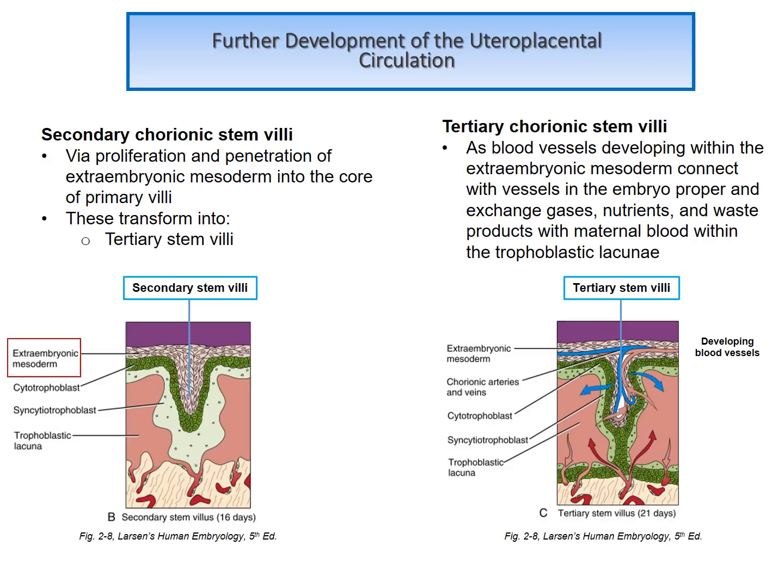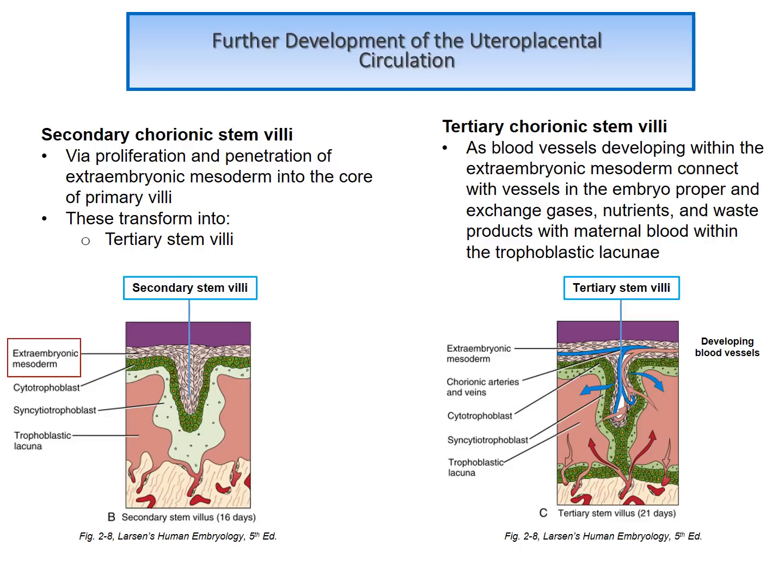By day 16, extraembryonic mesoderm proliferates and penetrates the central region or core of the primary villi to form secondary chorionic stem villi. By the end of the third week, blood vessels arising within the extraembryonic mesoderm connect with vessels forming in the embryo proper and transform the secondary villi into tertiary chorionic stem villi. The primitive heart begins to beat on day 22 to commence a functional uteroplacental circulation system.